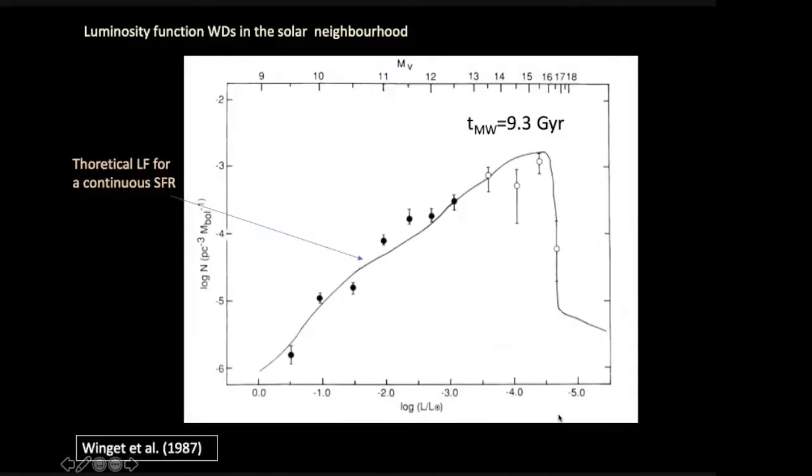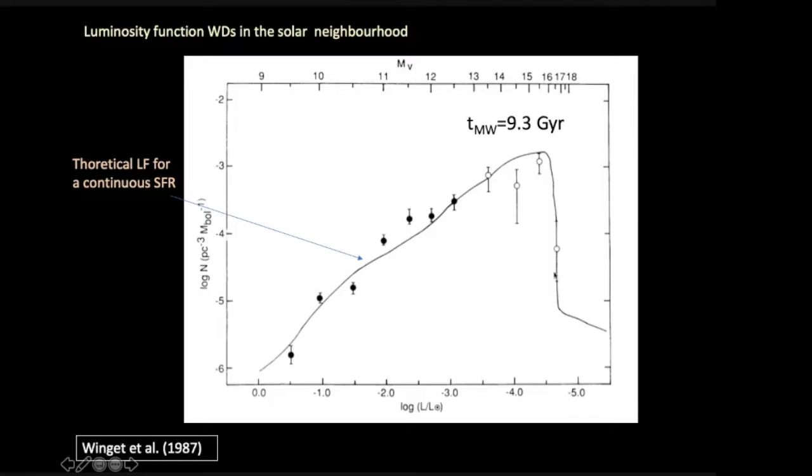All right. So with all this background, let's say white dwarf cosmochronology started in 1987, essentially, when the first complete luminosity function of white dwarfs in the solar neighborhood was produced, in Wing et al., 1987. The title of the paper was "A New Method to Determine the Age of the Universe." Essentially, the points are the luminosity function of white dwarfs in the solar neighborhood, and you can see a drop.